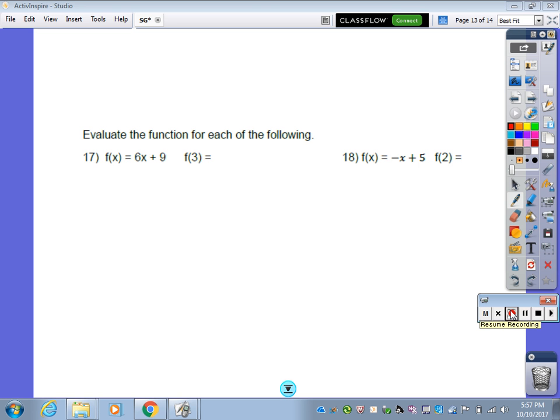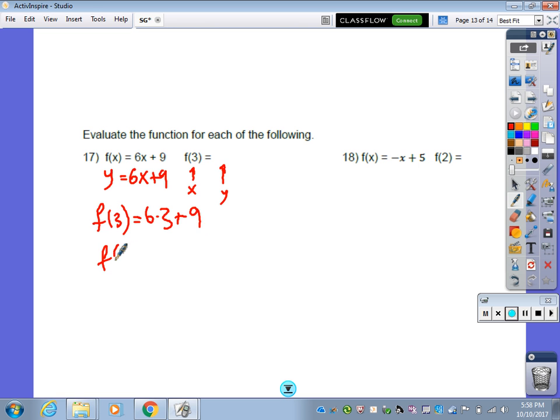Let's look at 17 next. We have an f of 3 x value given. We want to find the corresponding y value. Please remember that this is y equals 6x plus 9 style. So when we plug in 3 for x, we would have f of 3, which is the y value, equal to 6 times 3 plus 9. And f of 3 will be equal to 18 plus 9. F of 3 is equal to 27.